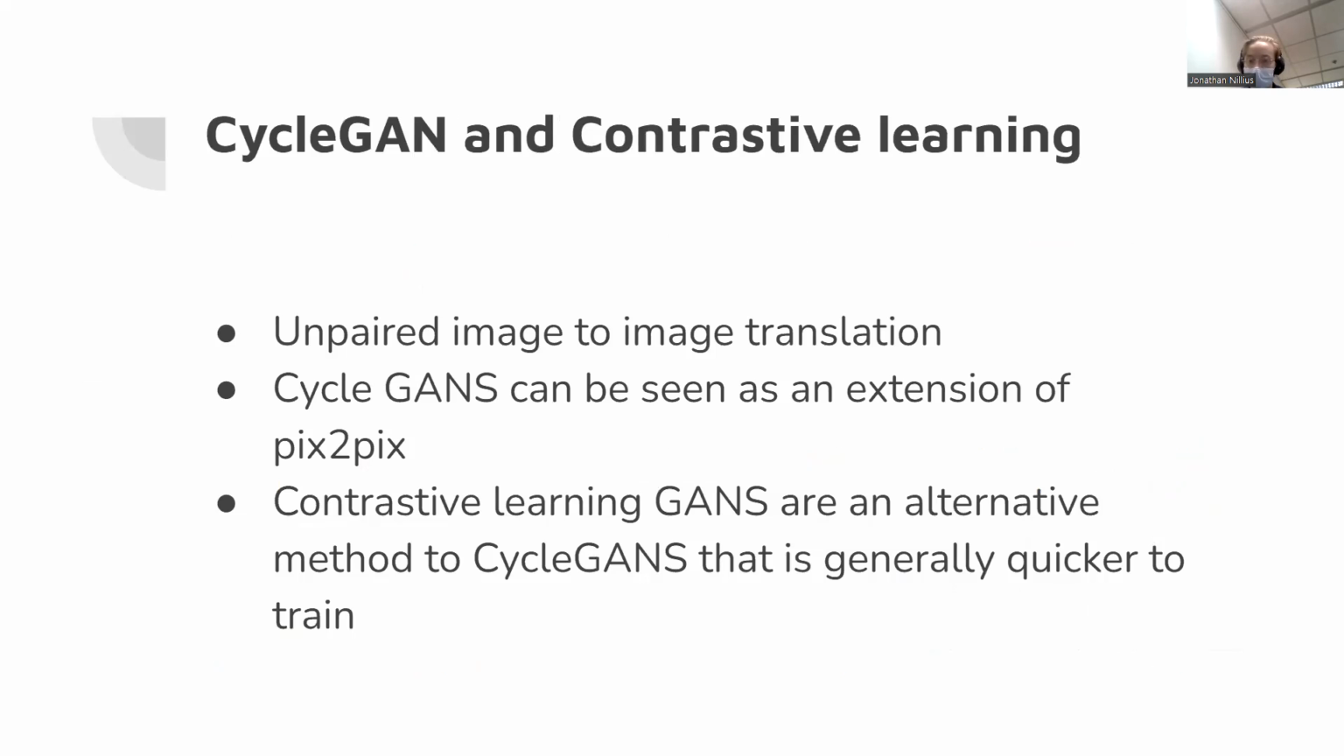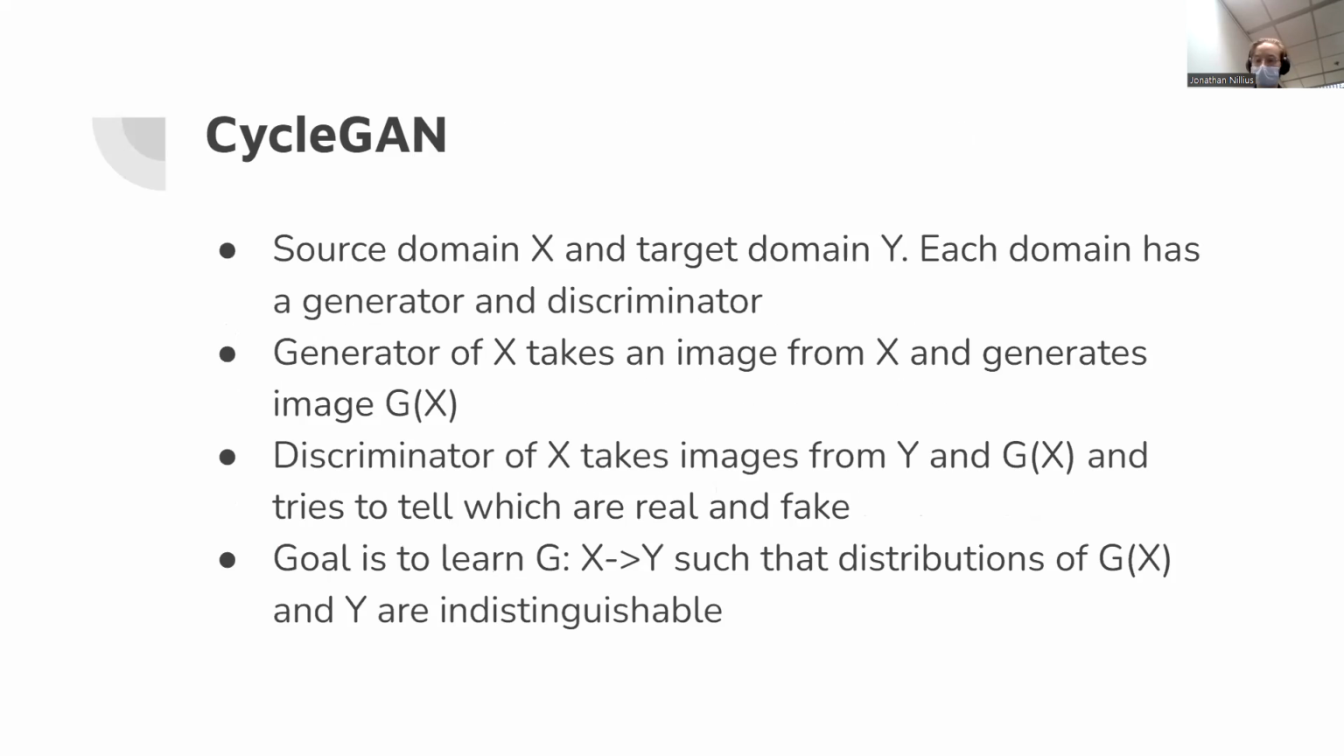All right, and now we'll look at CycleGANs and contrastive learning. These are methods for unpaired image-to-image translation, so the data doesn't need to be paired beforehand. And CycleGANs can be seen as an extension of Pix2Pix in that they use the same discriminator and generator. Contrastive learning GANs are an alternative method to CycleGANs that is generally quicker to train. And we'll first look at the CycleGANs.